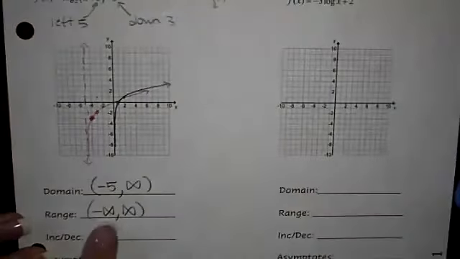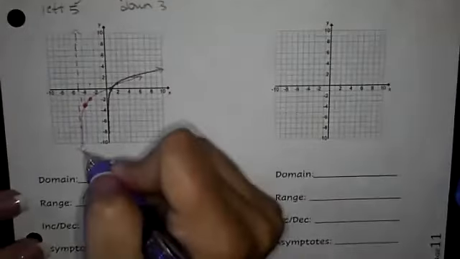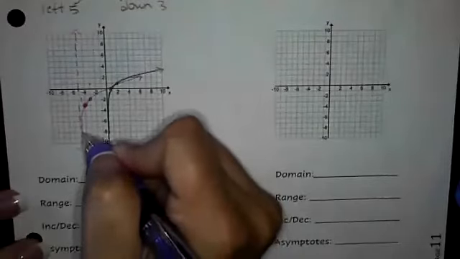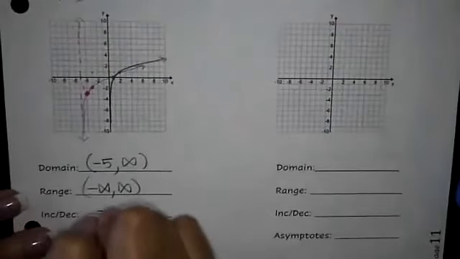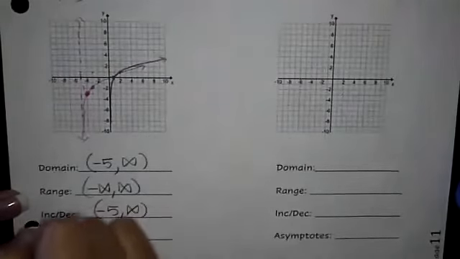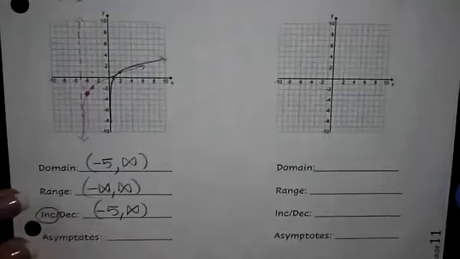down. The range for all logs, though, is all real numbers. This is always increasing. It starts down here and it is increasing forever. So that's going to match my domain, -5 to infinity, and that is going to be increasing the entire time. And then my asymptote is at x equals -5. Remember, it does have to be x equals because it's a vertical line.